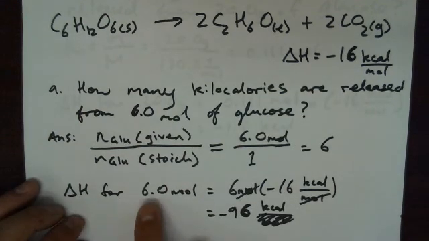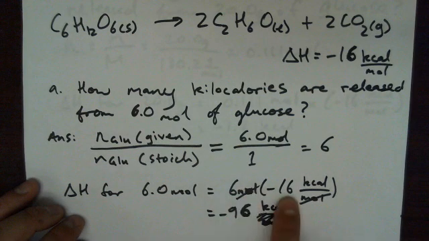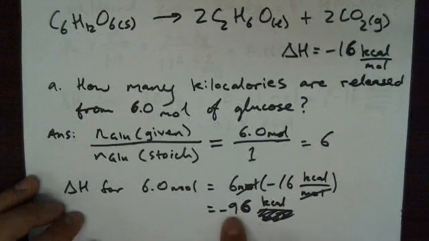And so I work out delta H. For the 6 moles, it's just going to be 6 times the minus 16 kilocalories per mole. Gives us minus 96 kilocalories.